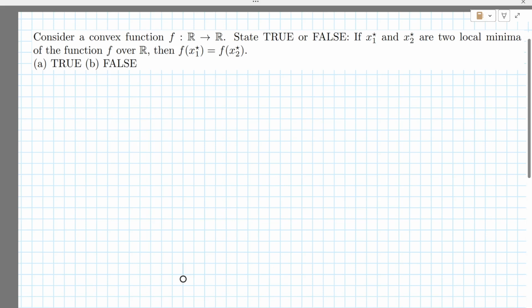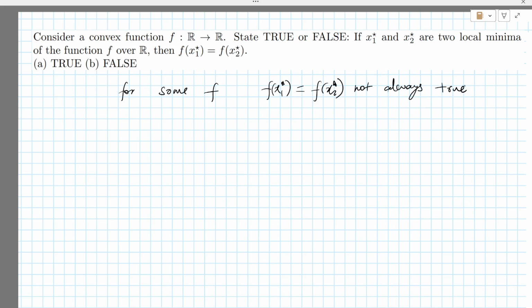Consider a convex function f. True or false: if x1 star and x2 star are two local minima of the function, then f of x1 star is equal to f of x2 star. So we need to say if x1 and x2 are local minima of the function f, then f of x1 star is equal to f of x2 star, true or false. So in general, for some f, f of x1 star equal to f of x2 star is not always true, right?